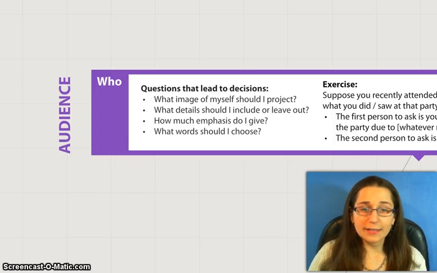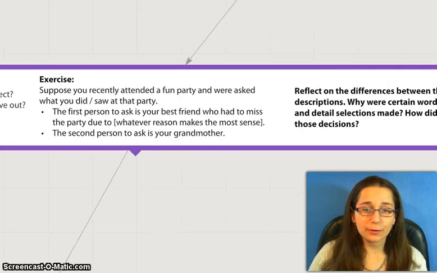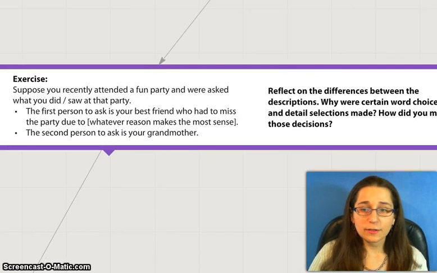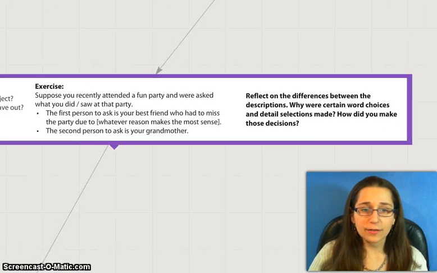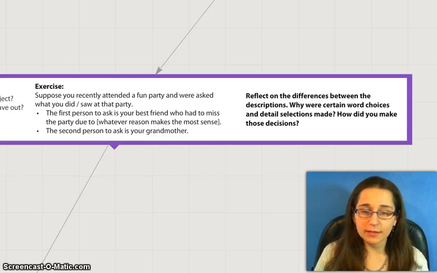So in order to help us really consider our audience, we're just going to do a short little exercise here. All right, so the first thing that we want to do is consider that you went to some sort of a party. And after the party, you were asked what you saw or what you did at the particular party. And the first person to ask you this question is your best friend. Your best friend, for whatever reason, had to miss this party. Maybe there was a work conflict or family conflict. Maybe your best friend just wasn't feeling well, or it was too far away and couldn't make it, whatever the reason is. Your best friend asked you about the party.